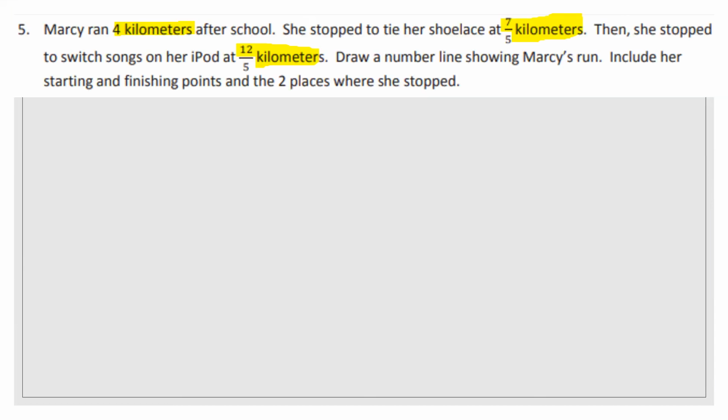So let's move on. It says Marcy ran 4 kilometers after school. She stopped to tie her shoelace at 7/5 kilometers. Then she stopped to switch her iPod at 12/5 kilometers. Draw a number line to show Marcy's run. Include her starting and finishing points and add the 2 places where she stopped. So take your time to do this one.